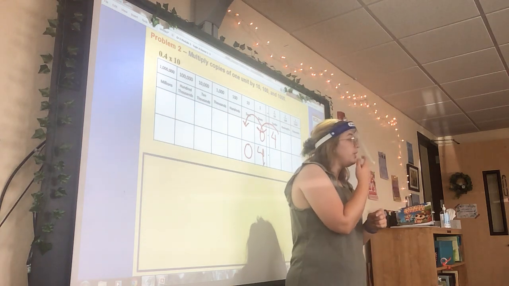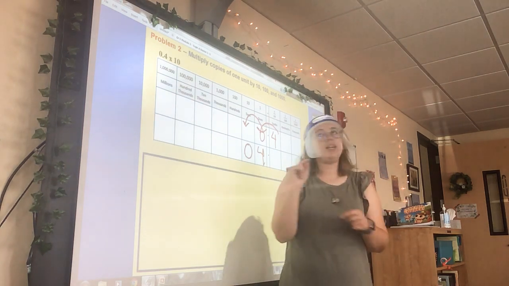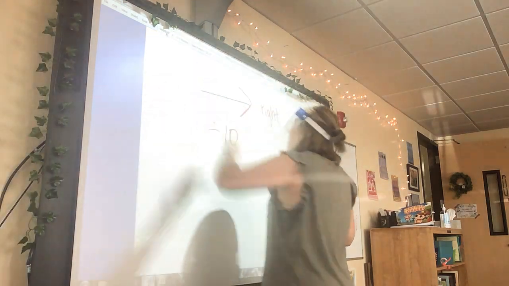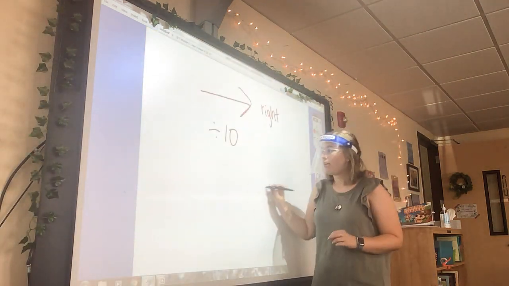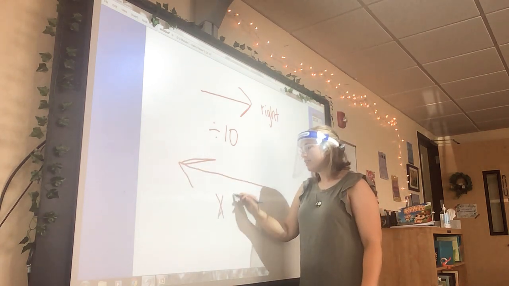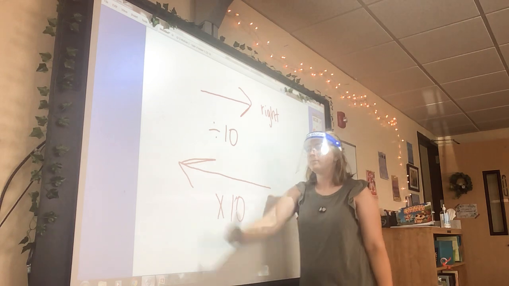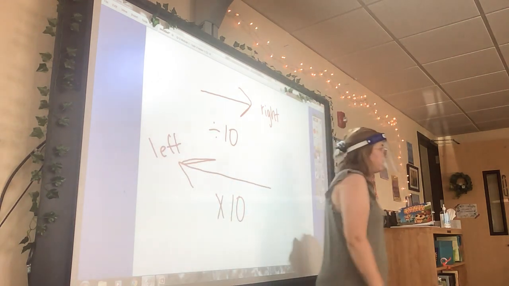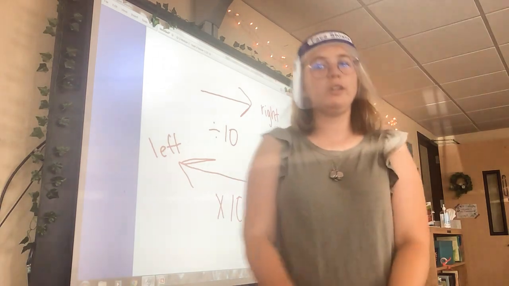So before you leave today, your ticket out of here is on your notebook now, under where you wrote this, okay? Your ticket out of here is to say left multiply by 10, okay? So everybody write that in your notebook right now, and then I'll check it, and then you can go to the hallway.